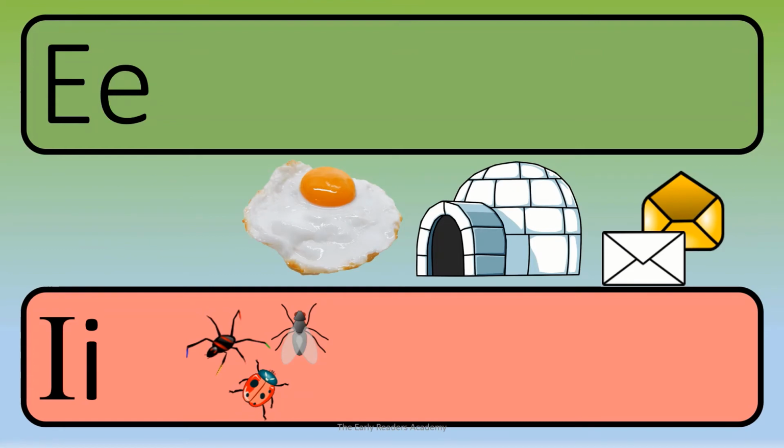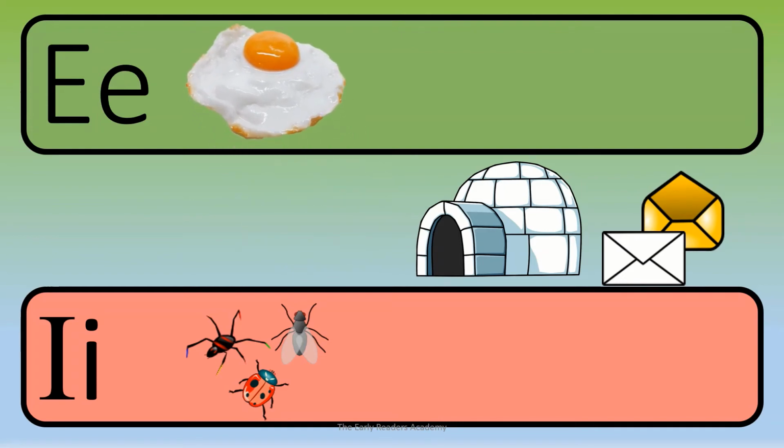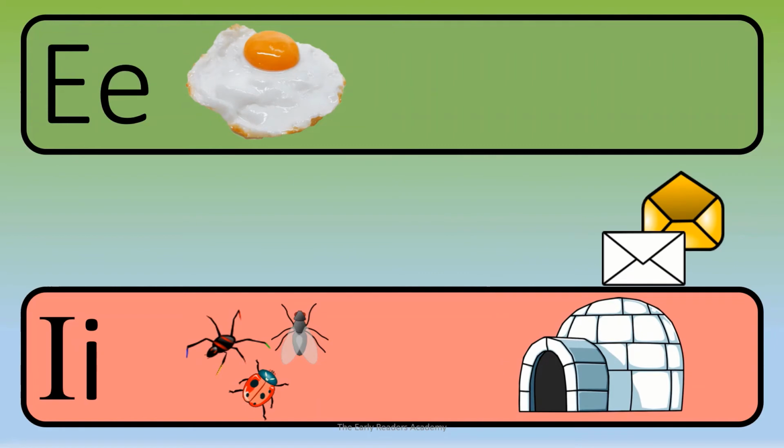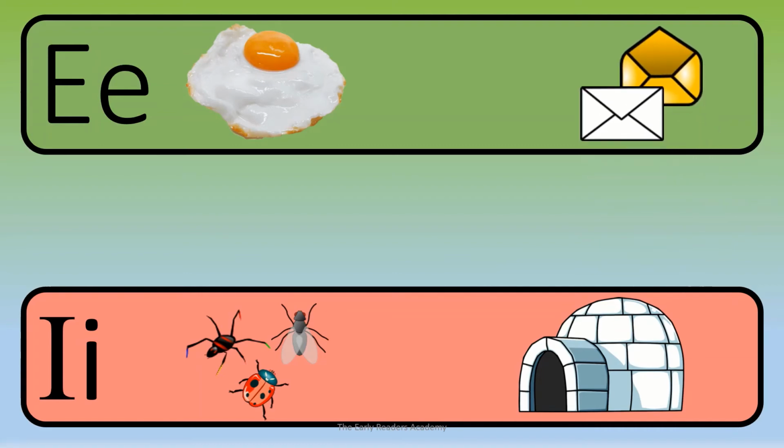And we have here egg. What is the beginning sound of egg? That's correct. The beginning sound of egg is E. And we have here igloo. What is the beginning sound of igloo? That's right. Igloo begins with E. And the last one is an envelope. What is the beginning sound of envelope? That's correct. Envelope begins with E.